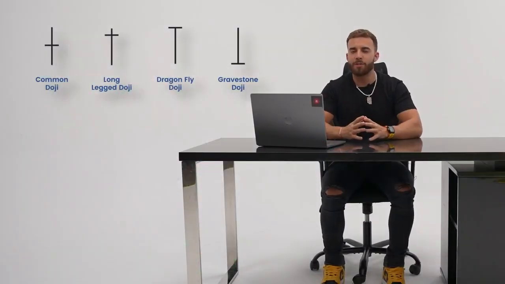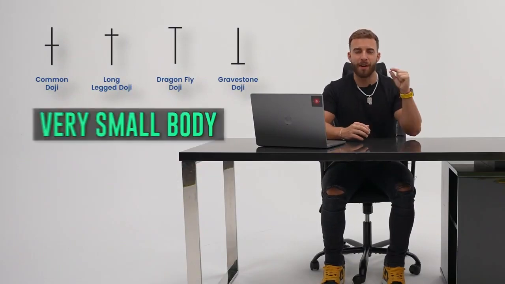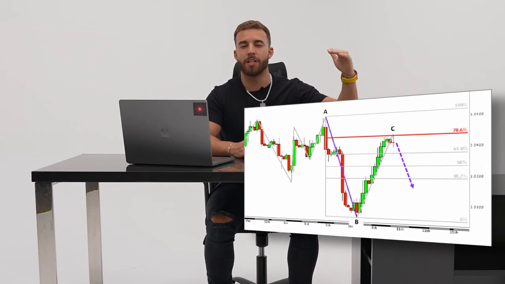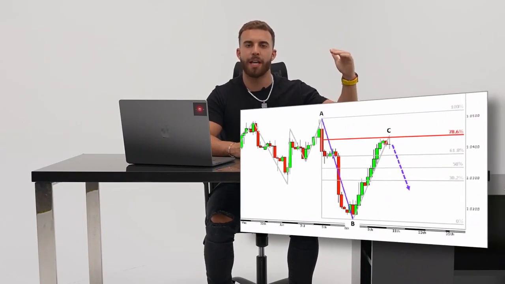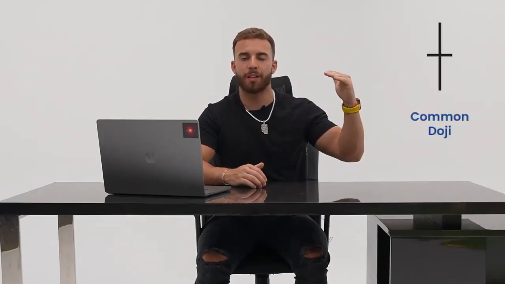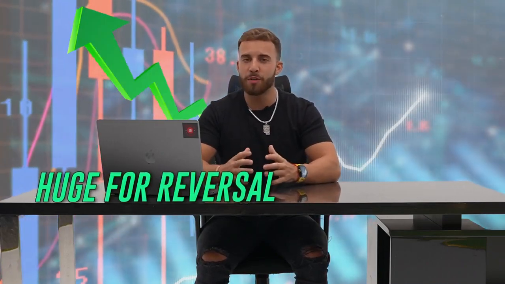A doji is when price creates a very small body, but it leaves a footprint that price rejected to the upside and price rejected to the downside. A doji also looks like a plus sign. This indicates that there is major indecision in the market. And this can be huge for reversal, because if this happens at a strong area of interest, these are strong indications that there will be a reversal in the market.